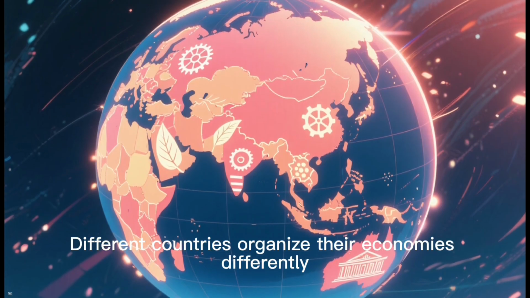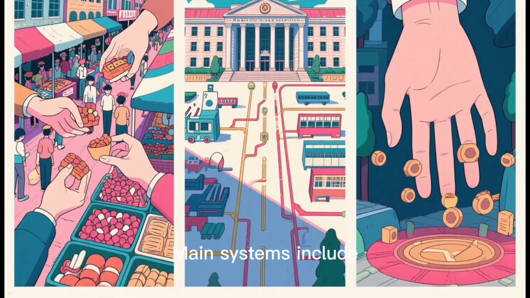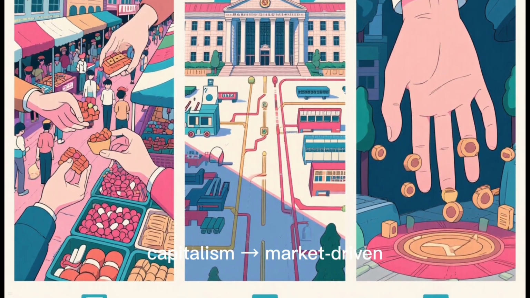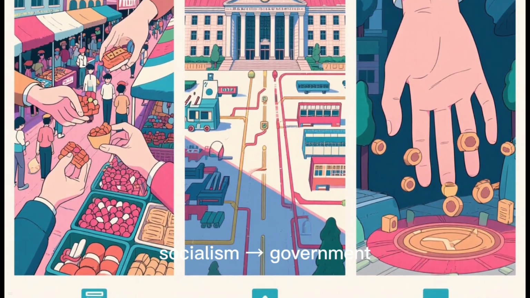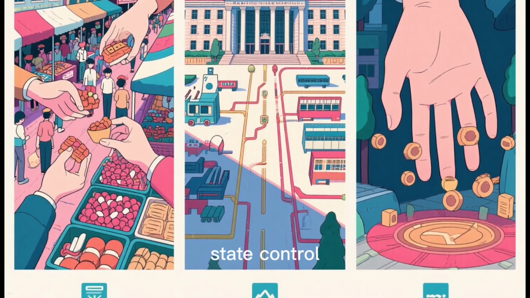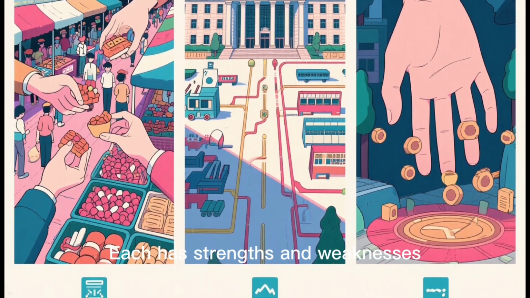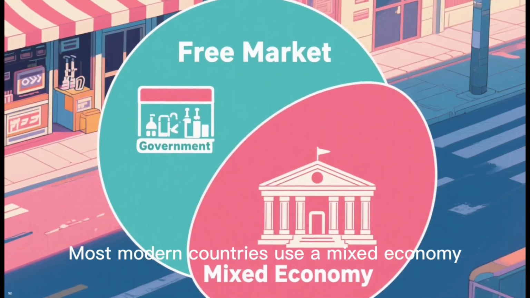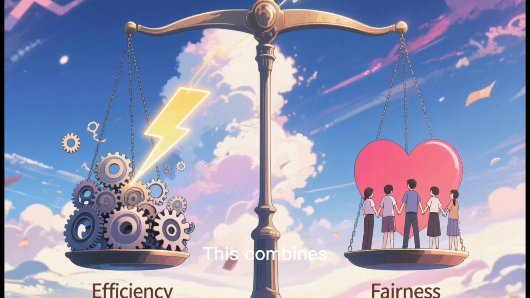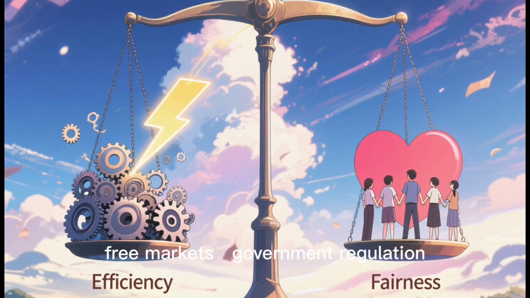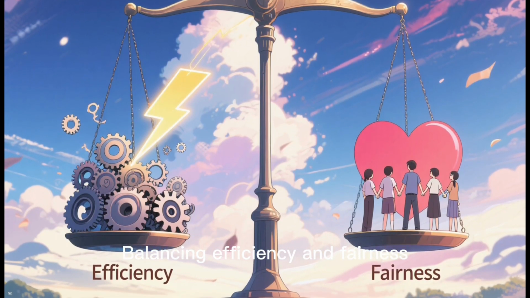Different countries organize their economies differently. Main systems include capitalism, market-driven; socialism, government involvement; communism, state control. Each has strengths and weaknesses. Most modern countries use a mixed economy. This combines free markets and government regulation, balancing efficiency and fairness.